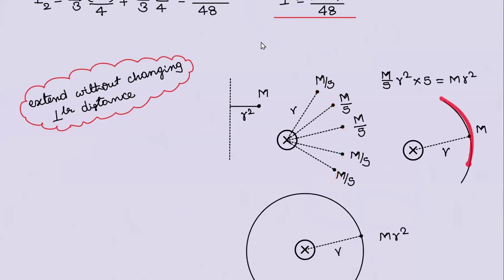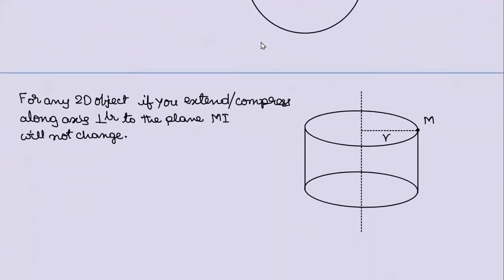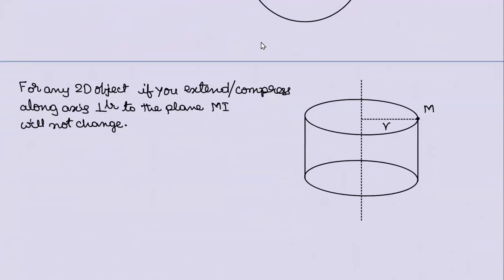Suppose if I have an arc like this, if I compress it, nothing will happen. Every particle is at R only. Perpendicular distance is same. So both ways you must be in a position to do that, taking an object, extend or compress, both you need to do. You need to develop that, okay? We can extend the same idea to what?